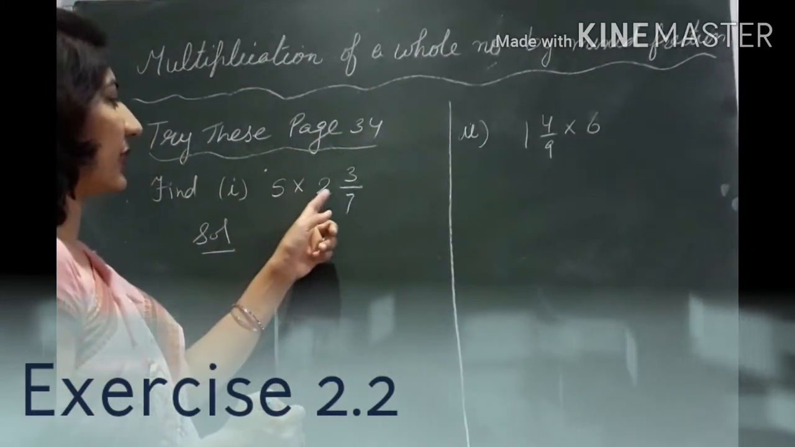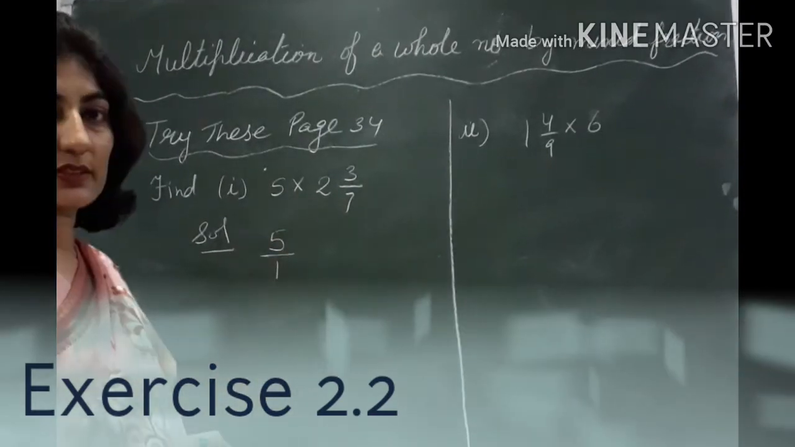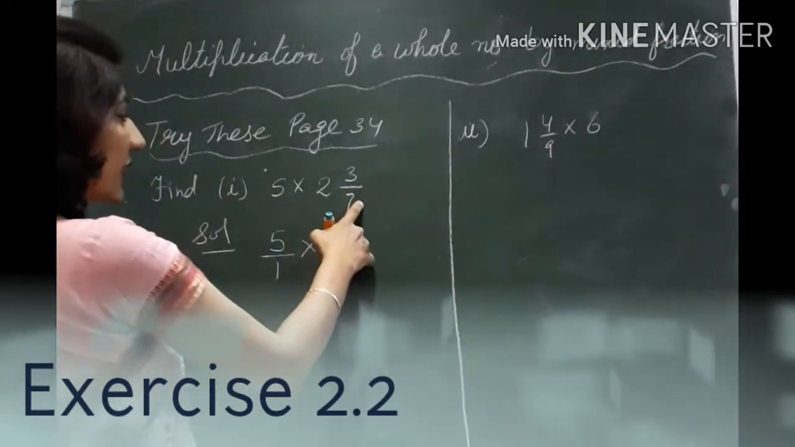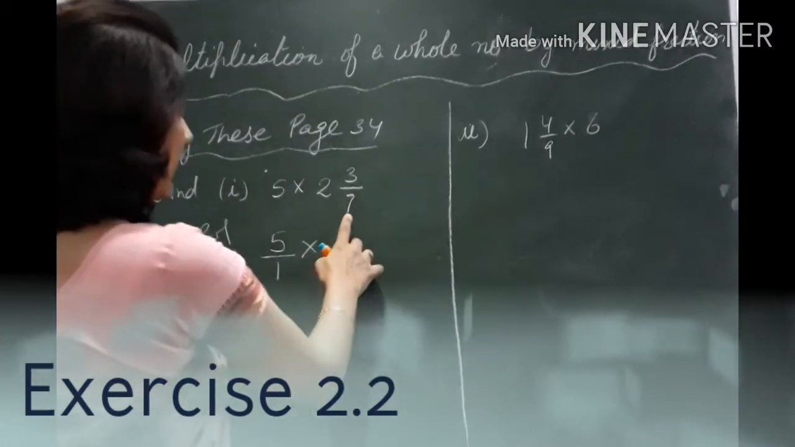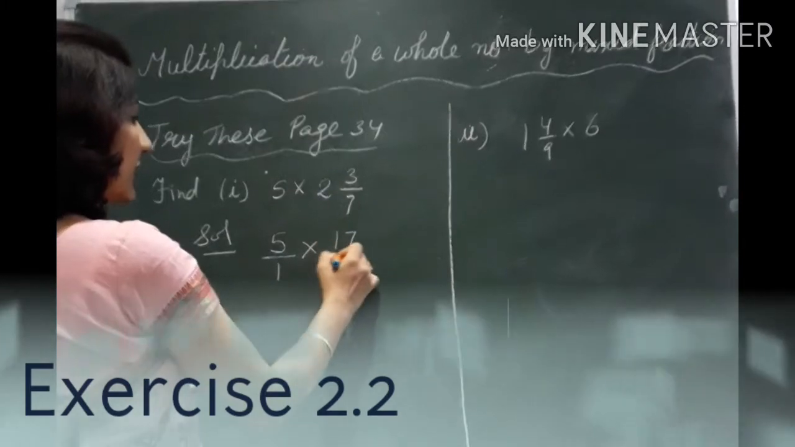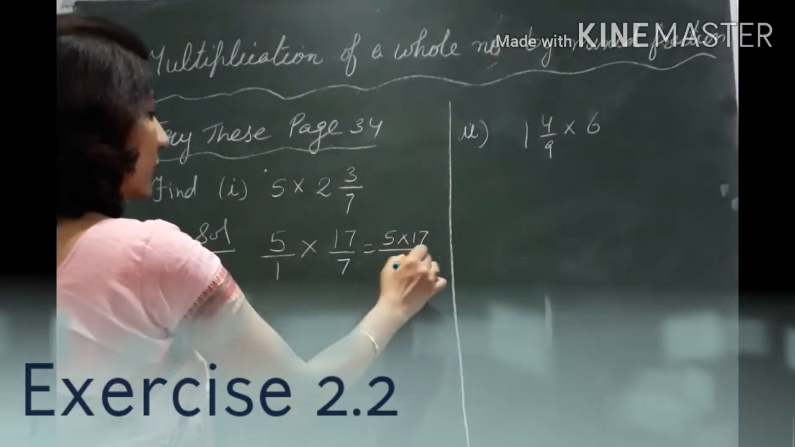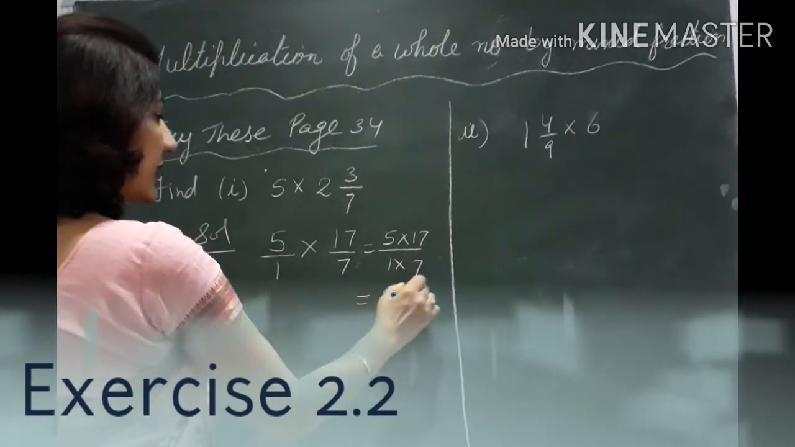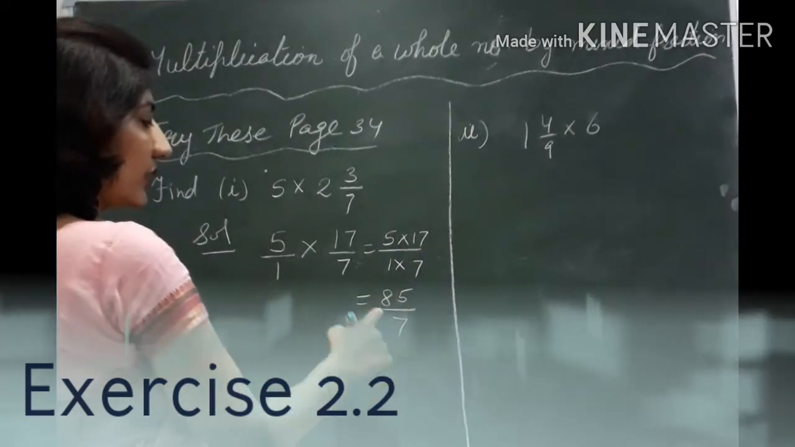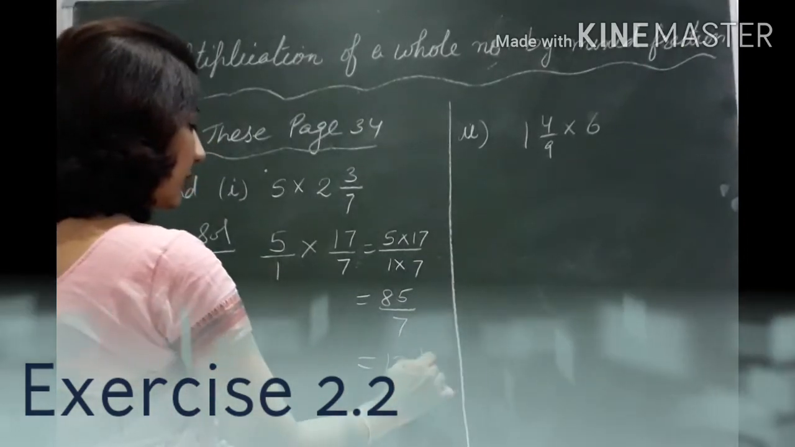Try this given on page number 34. Find 5 multiplied by 2, 3 by 7. So 5 I will write as 5 by 1 multiply by mixed fraction changed to improper. 7 2s are 14, 14 plus 3, 17. 17 by 7. So 5 into 17 upon 1 into 7, that is 85 upon 7. Now it is improper, change it to mixed. So it will come 12 1 by 7.